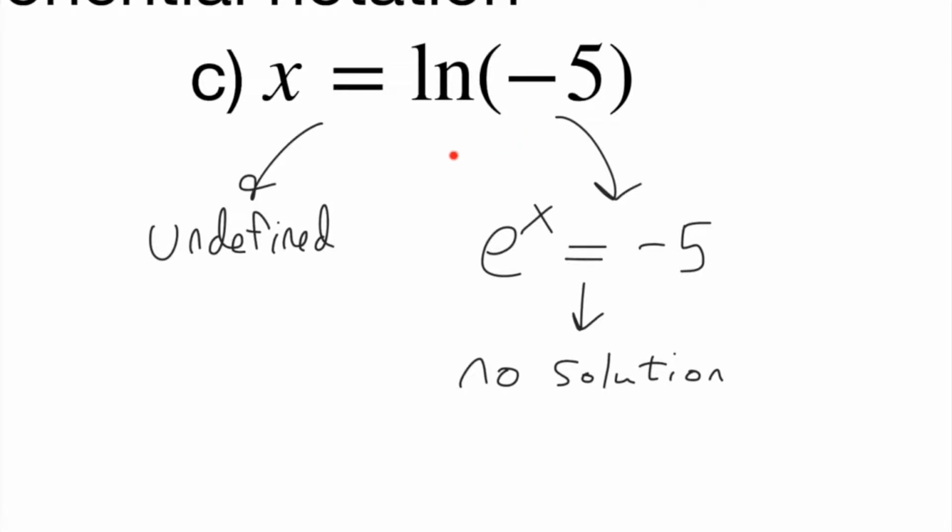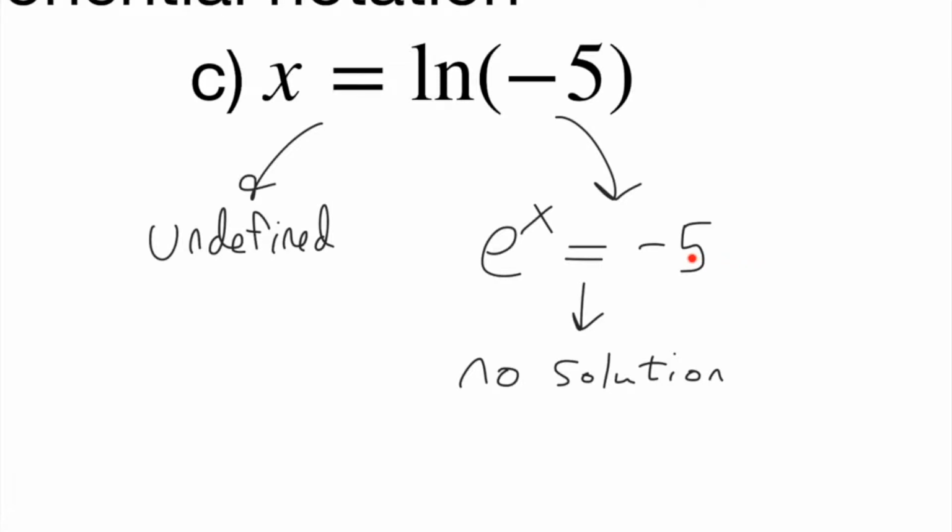It's because if you translate this, you remember the base of the natural log is e, the exponent is over here, and the power is -5. There's no solution to this equation. You might ask yourself, what exponent do you need in order to get a -5? Well, you can't get a -5.